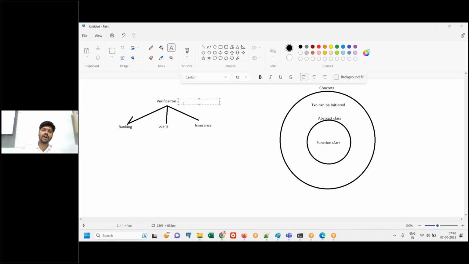But if I make it concrete, tomorrow someone will come and initiate a transaction here. Possibility is there or not there? Possibility is there. But should you provide that facility? You should have a restriction applied there. How do you restrict this class not to have the transaction initiation ability? By making it abstract.